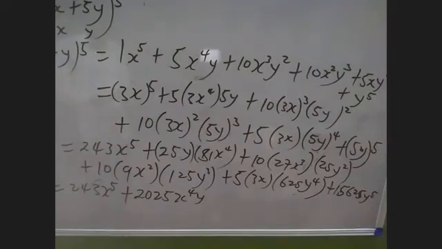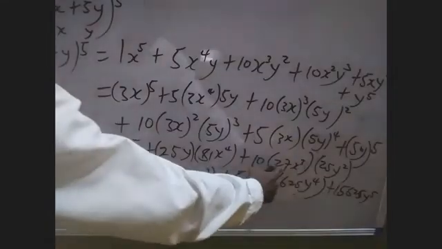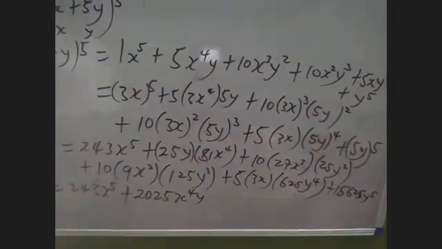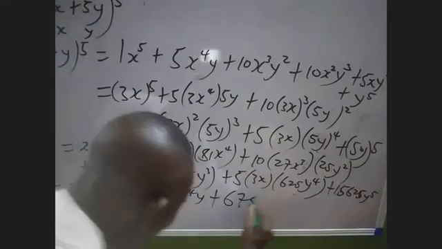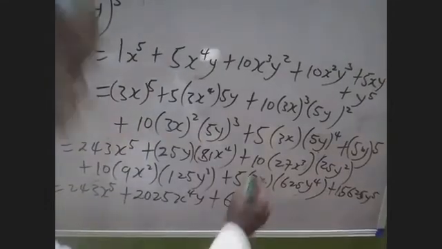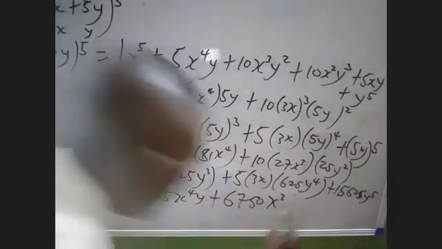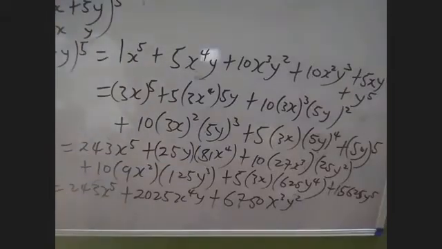Then the next thing is to multiply 10 times 27 times 25. 10 times 27, that is 270, times 25. 270 times 25 will give you 6,750. So we have plus 6,750. Remember, your s is raised to the power of 3, y is raised to the power of 2.